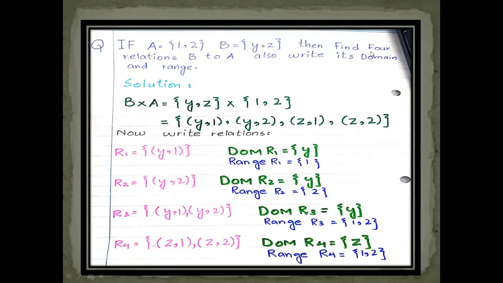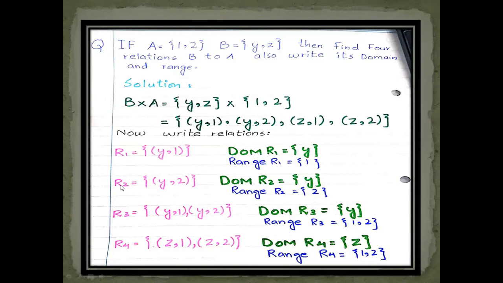Here the given instruction is to write any four relations. The four relations are very easy to write. It's totally your choice which four relations you write. Here I write according to my choice. For relation 1, in subscript we will write 1.